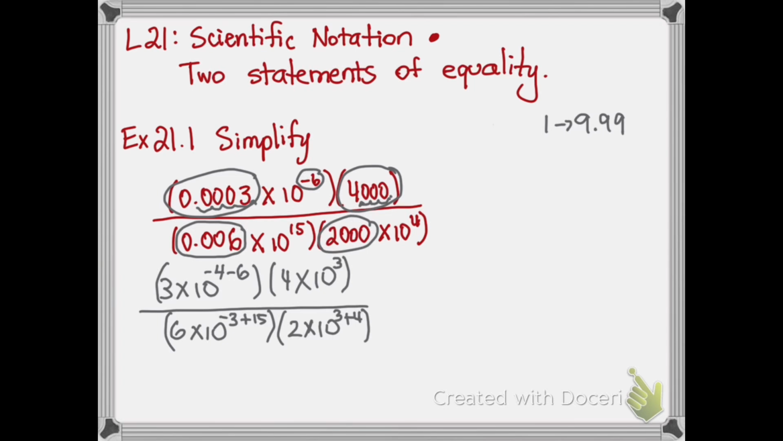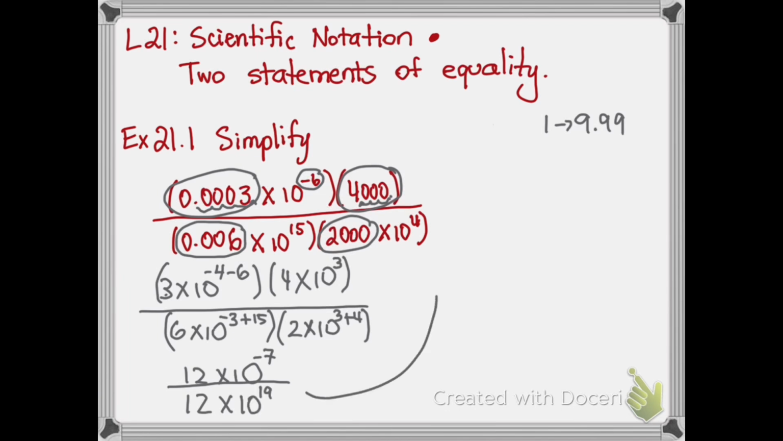So in this case, I'm going to multiply the 3 times the 4, which is a 12. And then we're going to add the exponents. Negative 4 minus 6 is negative 10, plus 3 is negative 7. And on the bottom, we're going to do the same. 6 times 2 is 12, and then we're going to add the exponents. Negative 3 plus 15 is 12, and 12 plus 3 is 15, and plus 4 is 19.